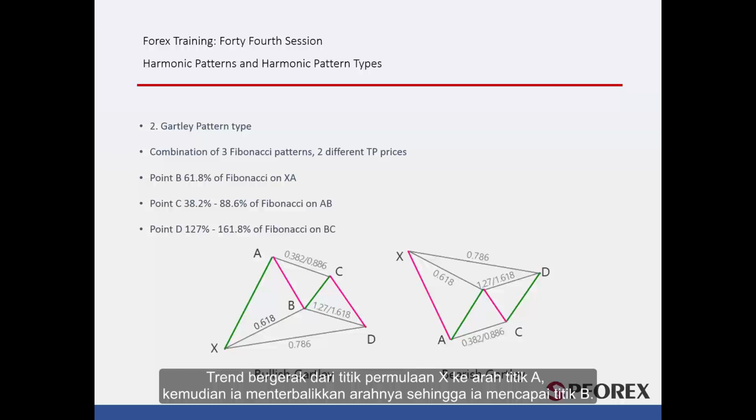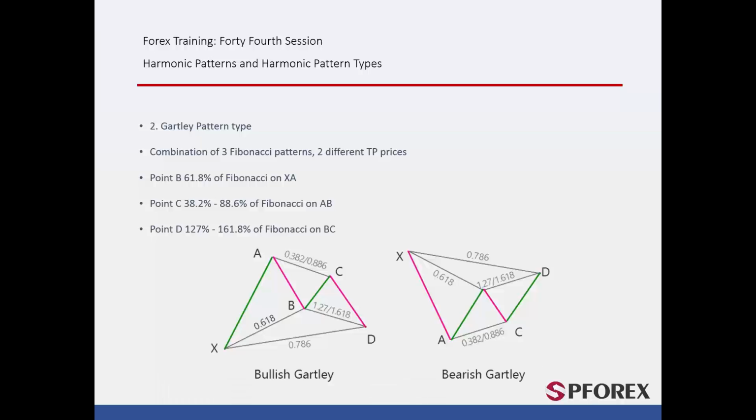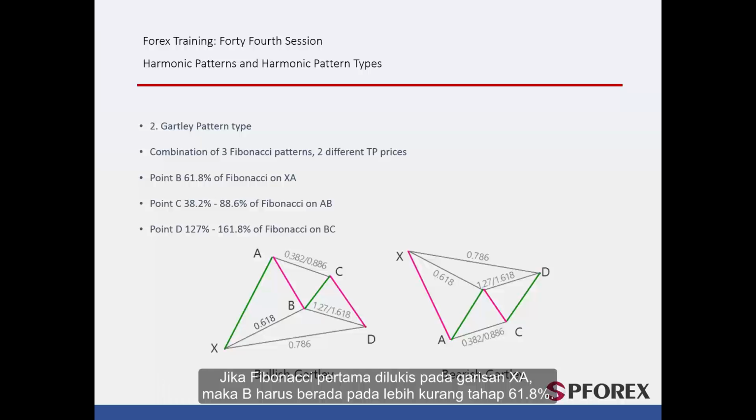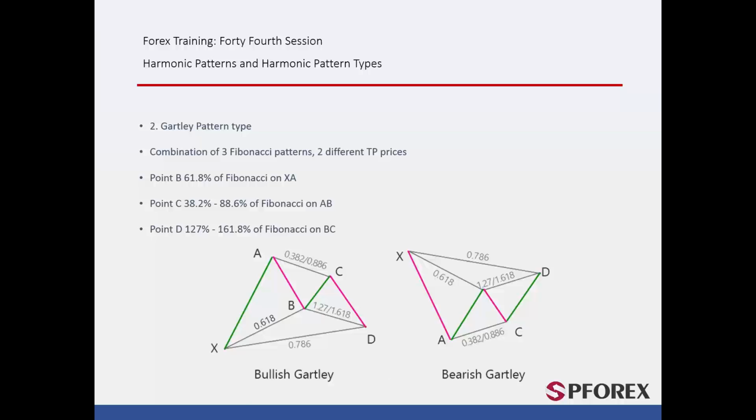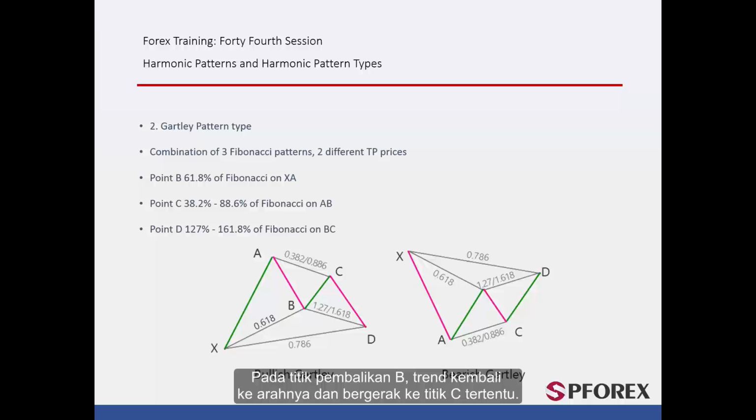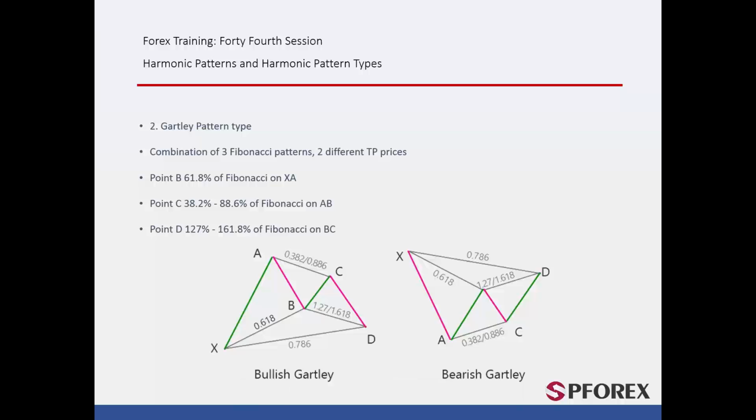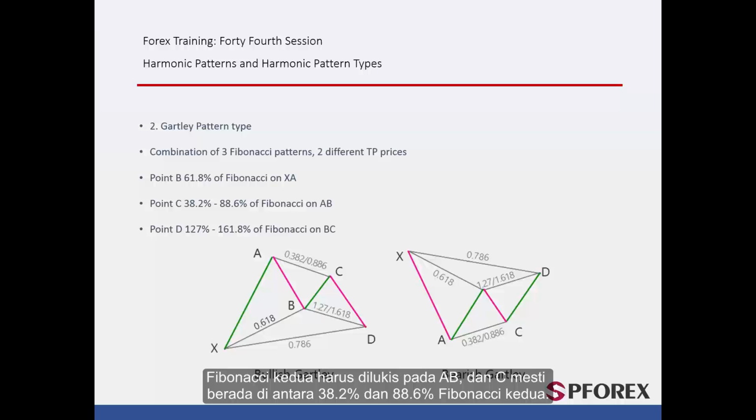The trend moves from the starting point X toward point A. Then it reverses its direction until it reaches point B. If the first Fibonacci is drawn on the XA line, then B should be around the 61.8% level. On reversal point B, the trend returns to its direction and proceeds to a certain point C. The second Fibonacci should be drawn on AB, and C must be between 38.2% and 88.6% of the second Fibonacci.